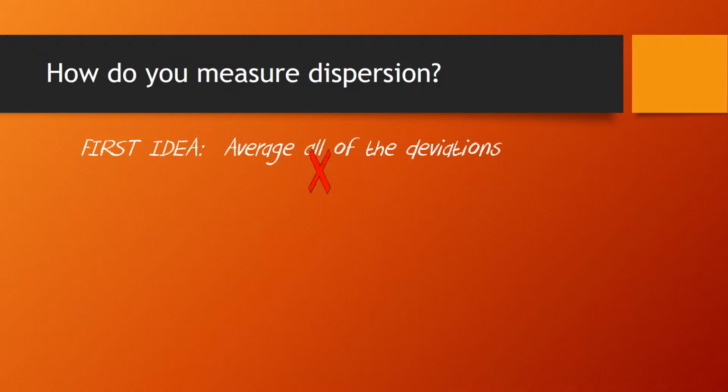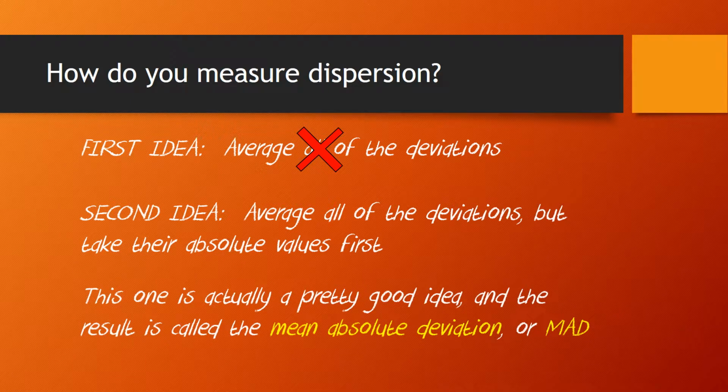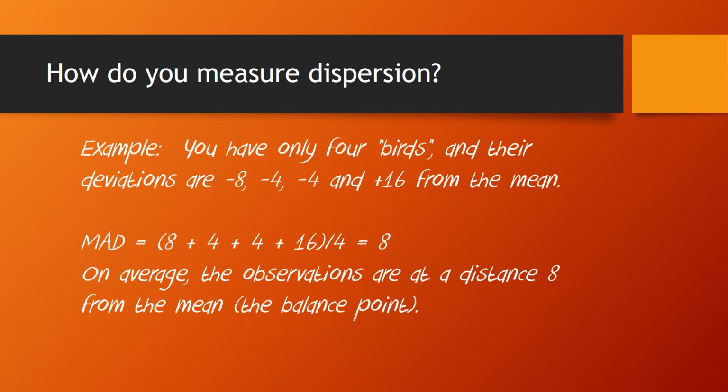But it turns out that's a terrible idea. The reason is that some of our deviations, as we've seen, are negative and some are positive. A negative 12 distance and a positive 12 distance from the mean average out to 0, but it doesn't mean that the two observations that we looked at were both sitting right on the mean. Well, this isn't hard to refine. How about averaging all the deviations but taking their absolute values first? That is, getting rid of the plus or minus signs on the numbers. This is actually a good idea, and the result is used. It's called the mean absolute deviation, or MAD, and you'll be seeing it more in 291 and also in 300. Let's see how it would work.